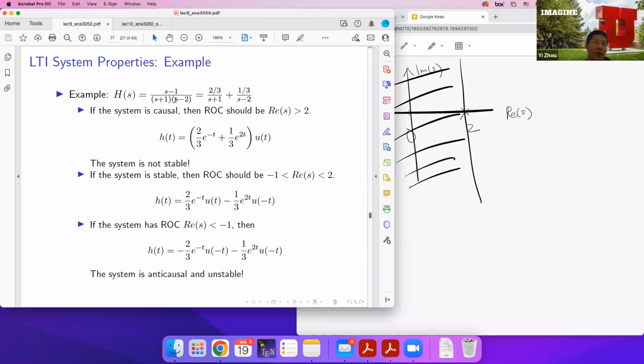So again, from this example, we can see that for different types of systems, the corresponding ROC will be completely different.